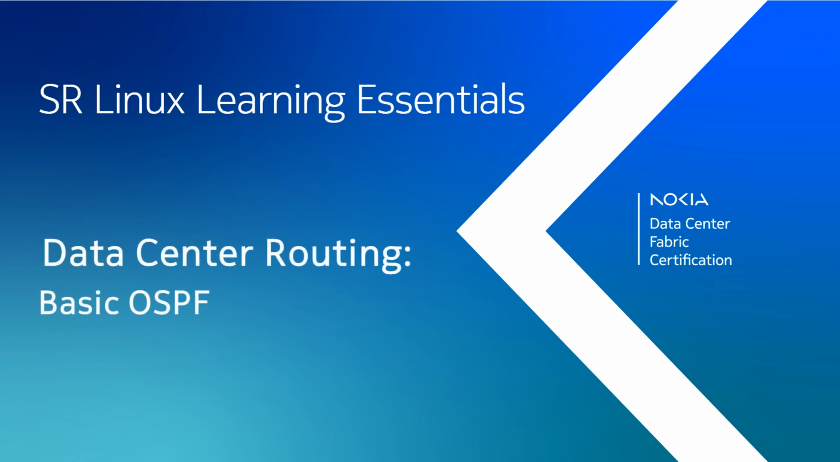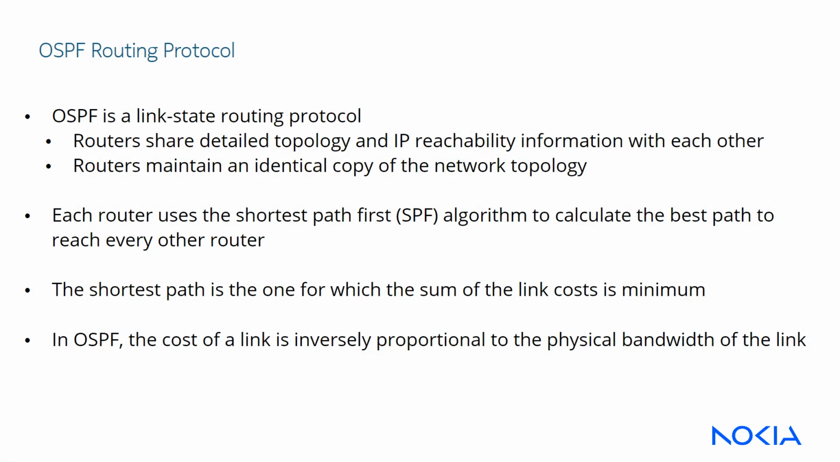This video explains how to configure OSPF as the underlay routing protocol on the SR Linux router. OSPF is a link state routing protocol. Routers running OSPF exchange topology and IP reachability information with each other and maintain an identical copy of the network topology. Each router then uses the shortest path first, or SPF algorithm, to determine the best path to reach every other router and consequently the subnets attached to them.